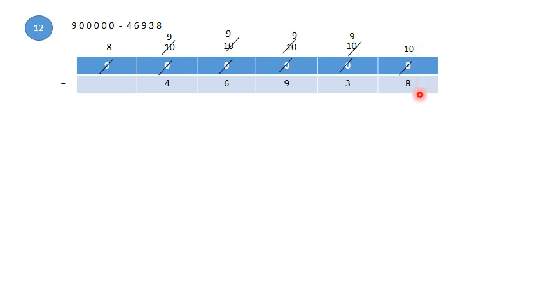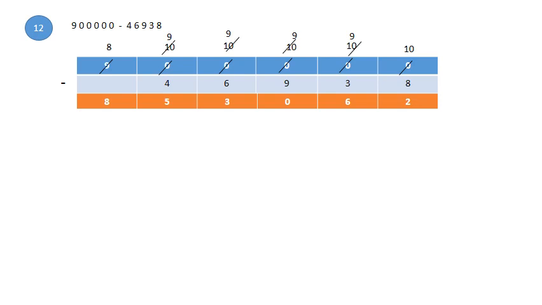10 minus 8. What is 10 minus 8? 2. 9 minus 3. How much is 9 minus 3? 6. 9 minus 9. We have subtracted the same number, so your answer is 0. 9 minus 6, 3. 9 minus 4, 5. And here the last one, what will be the answer? 8. So 10 minus 8 will become 2. 9 minus 3, 6. 9 minus 9 is 0. 9 minus 6 is 3. 9 minus 4 is 5. And this 8.